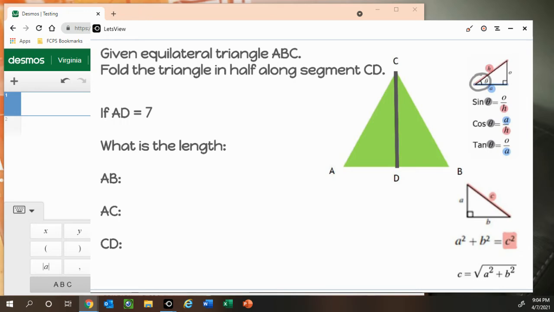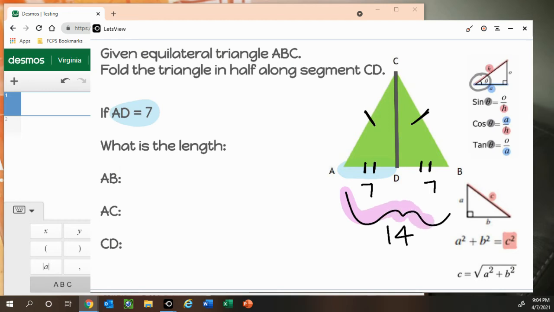All right, so let's start labeling. We know this side and this side are equal. And these two little pieces are equal. So if AD is 7, that means this next segment is also 7. But remember, this whole piece, AB, add them together, 7 plus 7 gives me 14. What do we know about an equilateral triangle? All three sides are congruent. So these two sides are also going to be 14. That's how we would do that one. So that's some of our sides. AB right there is 14. AC is 14.